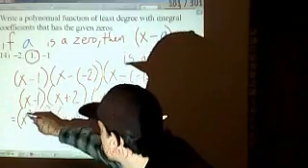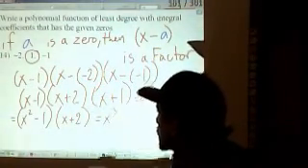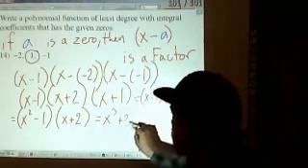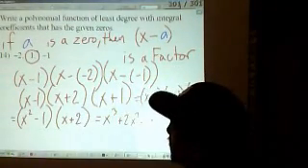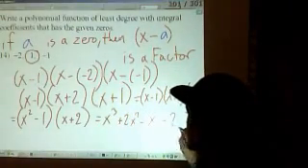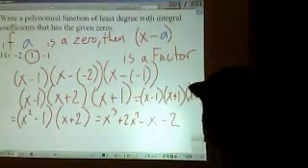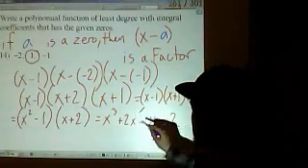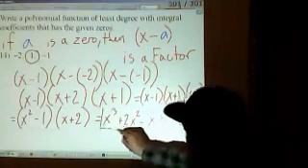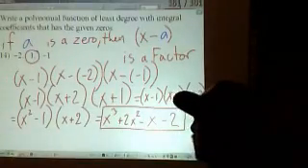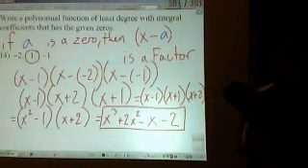And now we're going to put x plus 2 over here and distribute. So x squared times x is x cubed, and x squared times 2 is 2x squared. Negative 1 times x is minus x, and negative 1 times positive 2 is negative 2. So this is the full answer right there. That's how you multiply it all out and get the last answer.